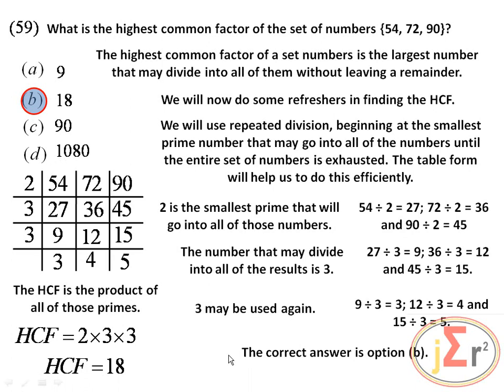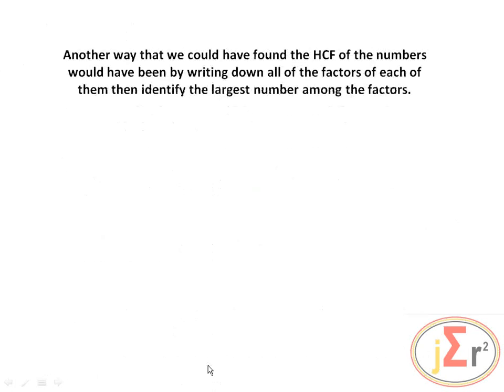A student that is sharp may be able to determine that the answer is actually 18 without doing any process. Another way that we could have found the HCF of the numbers would have been by writing down all of the factors of each of them, then identifying the largest number among the factors.